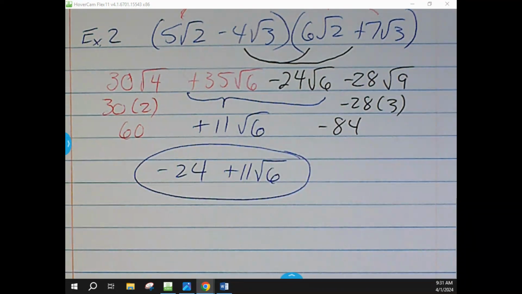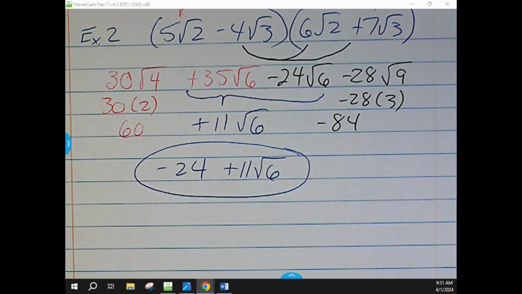Again, which one you put first, which one you put second, doesn't matter. If you put 11 square root of 6 minus 24, that's okay too. Either answer would be fine.